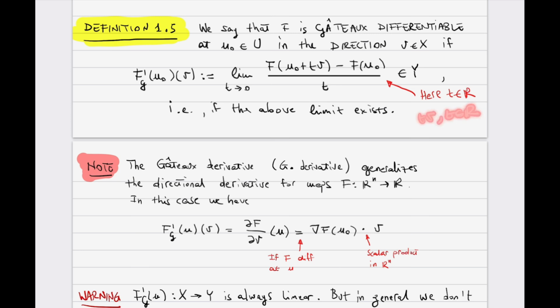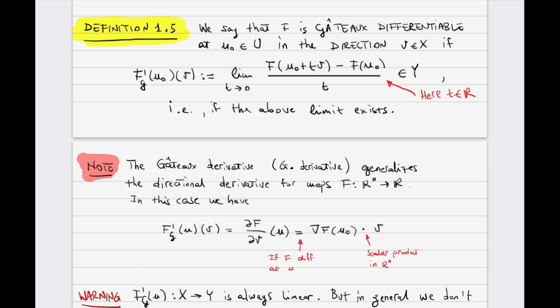So we're computing f at u0 plus tv and subtracting the value of f at u0, so a variation along the direction v, and then dividing this by the increase t. If this limit exists, we call this the Gateaux derivative of f at u0 in the direction v, and we denote it by this symbol here. This notation is basically the same as the Frechet derivative one. The only difference is that we are adding a G here, so please be careful and not confuse them.